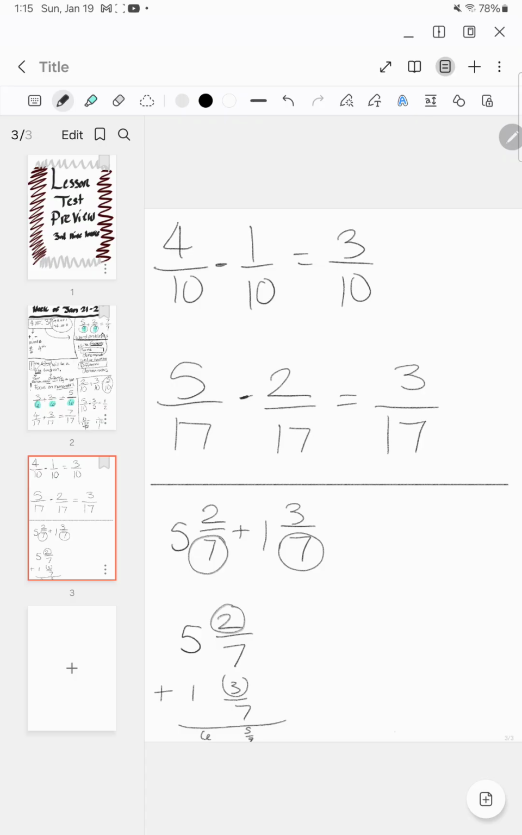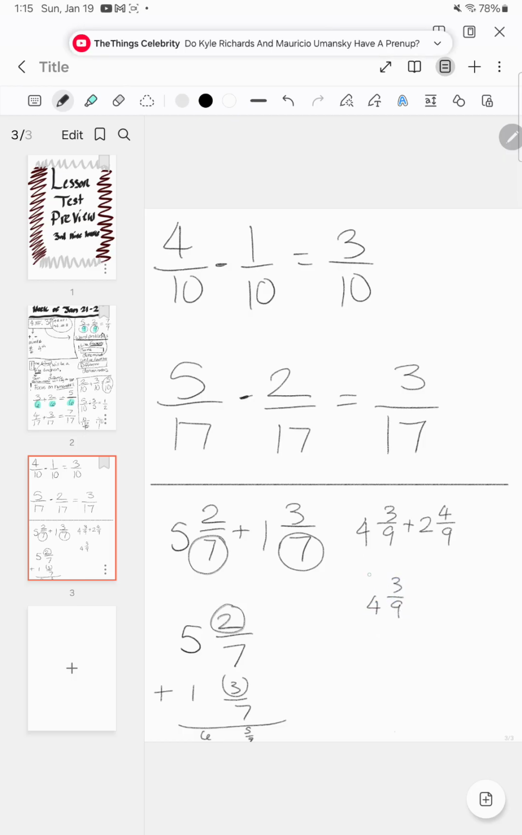If I do another one, and I say 4 and 3 ninths plus 2 and 4 ninths. I stack it up, bigger number on top. And this has to be the bigger number because that whole number is what gives it away. Whole to whole, fraction to fraction. My denominator stays the same.